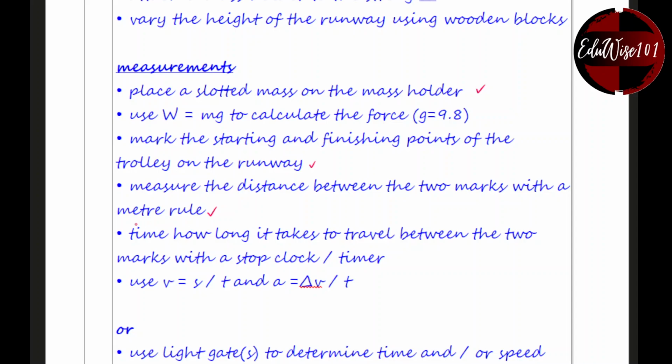Measure the distance between the two marks with a meter rule. So you're mentioning a meter rule here. Time how long it takes to travel between the two marks with a stopwatch. And use the equation V, the speed, equals the distance divided by the time, and acceleration is the change in velocity divided by the time. So that would give you the acceleration.